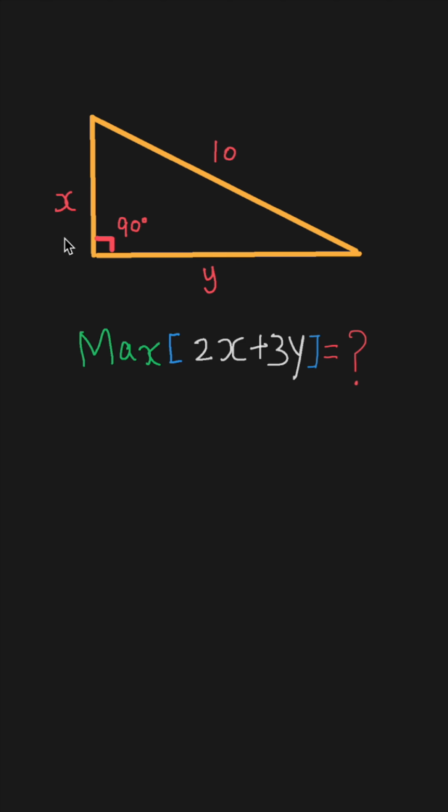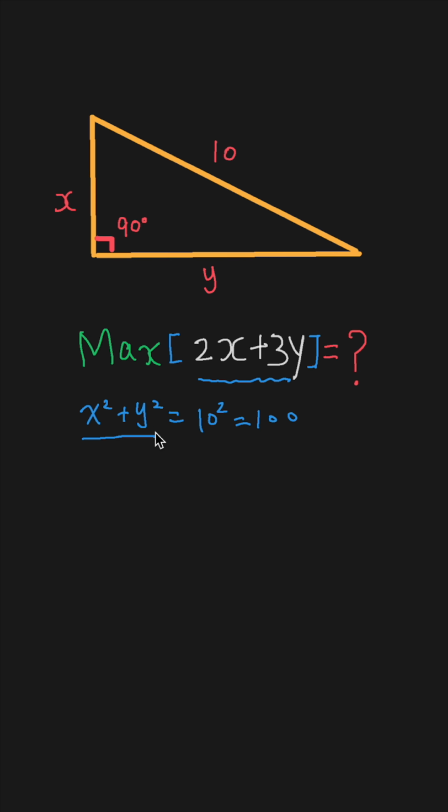So if we want to try to find the value of x and y, it's impossible because they can have infinite values. According to the Pythagoras theorem, we have x squared plus y squared is equal to the longest side of the right triangle, which is 10 squared, which is 100. If you look at x squared plus y squared, it does not look exactly like 2x plus 3y. So we want to move them closer to each other.